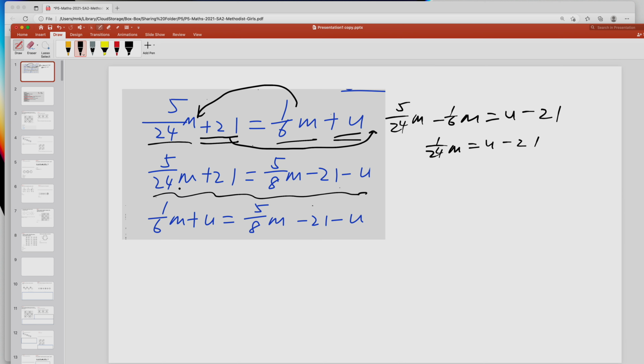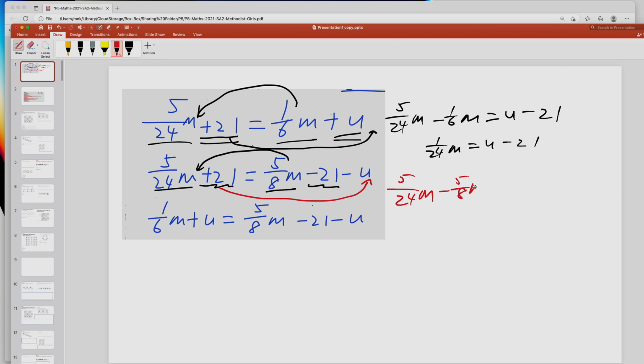Okay, so I see you have this m, you have this m, so this one move over. And then I see this, so I move it over. Right? Then what I have is 5 over 24m. This one move over become minus, right? This one move over become minus. So whatever never move, copy down. So it's minus 21 minus u, and then this one move over, minus 21.